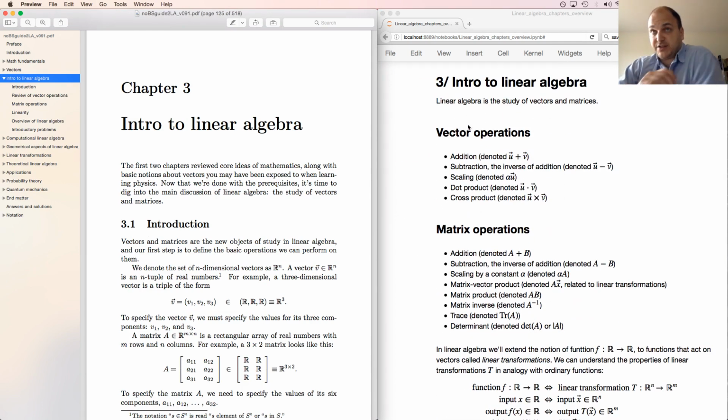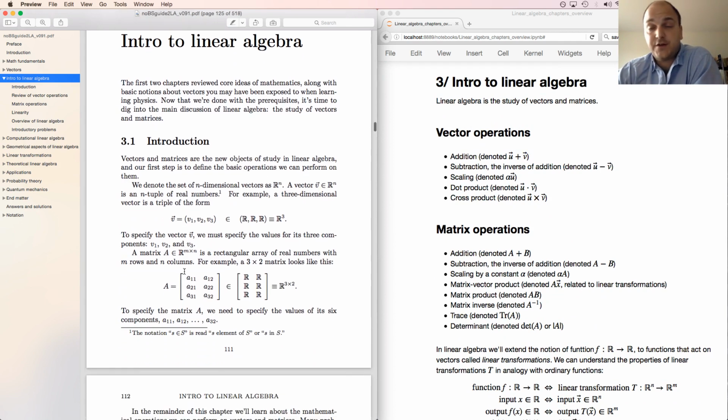Next, chapter 3. I guess linear algebra really starts here. So the main objects of study are introduced. We have vectors and matrices. You can think of vectors as lists of numbers, arrays, and matrices as tables.